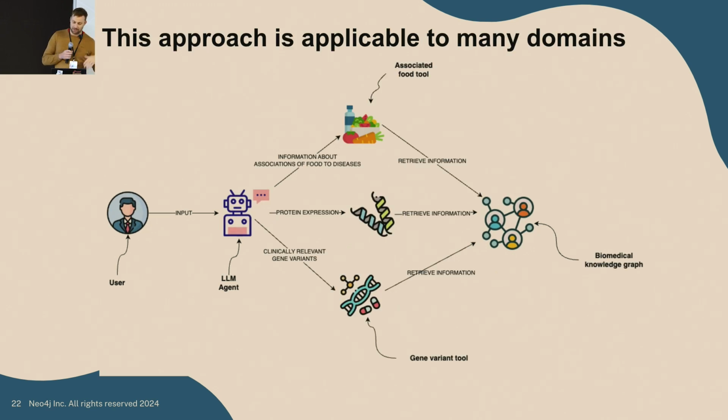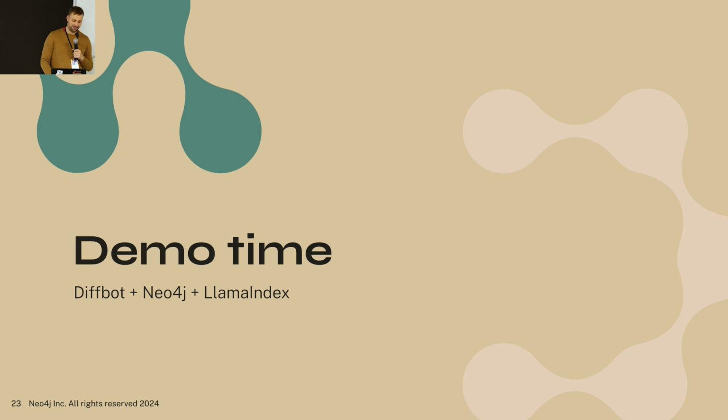And as always with knowledge graphs, it's domain agnostic. So before we had a movie agent, and now we have a biomedical agent, so the approach is very domain agnostic, but it's very nice, I feel, because you can combine structured information that you have with unstructured information. So now let's do a quick demo.